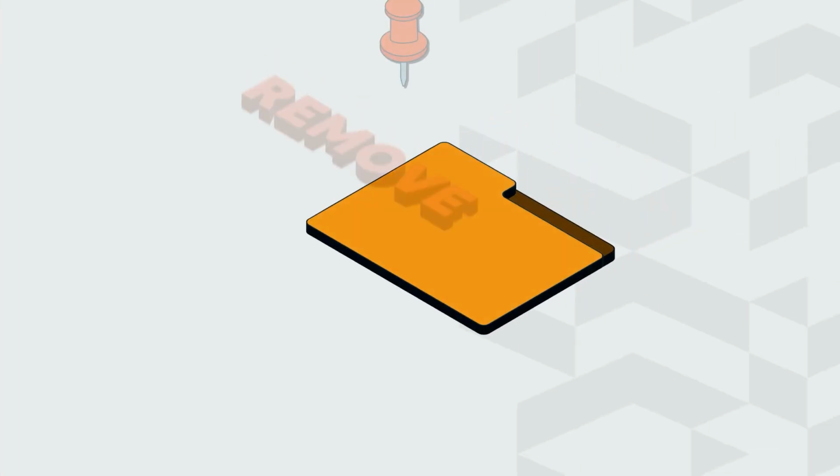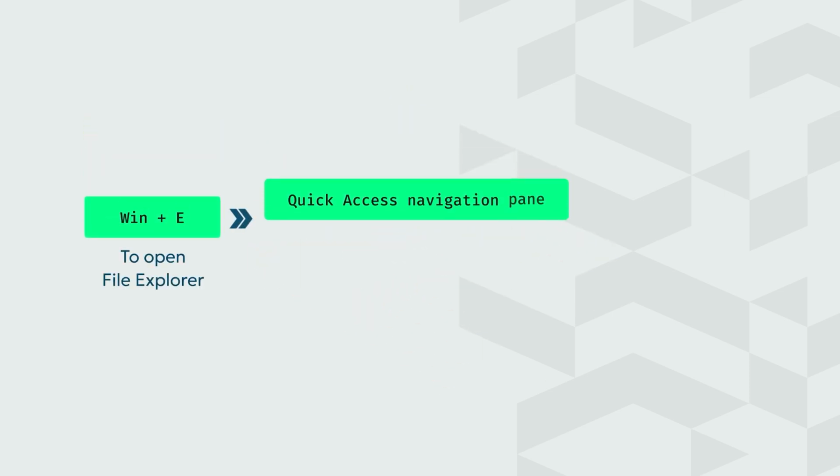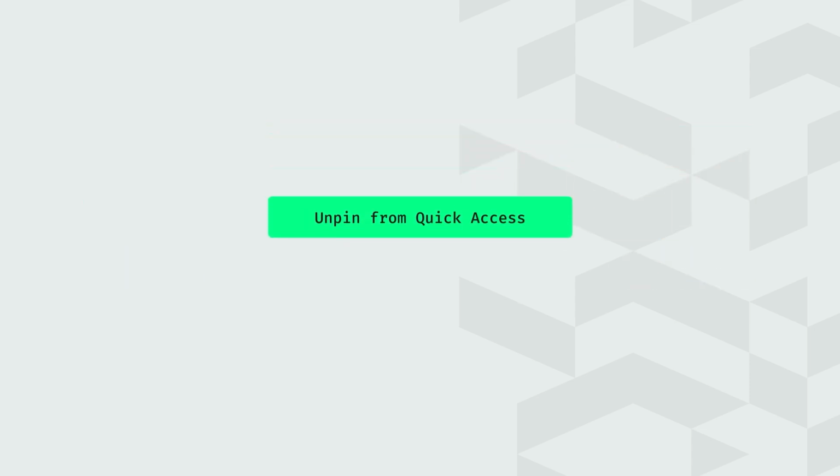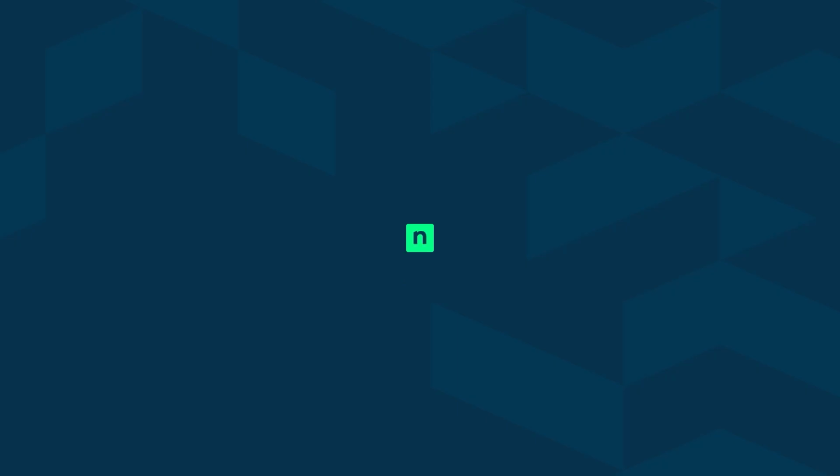To remove a folder from Quick Access, press Win+E to open File Explorer. In the Quick Access navigation pane, right-click the folder you want to remove. Select Unpin from Quick Access. The folder will no longer appear under Quick Access.